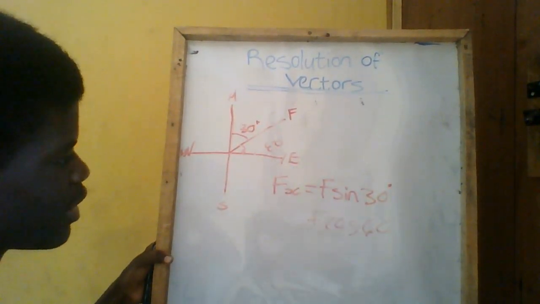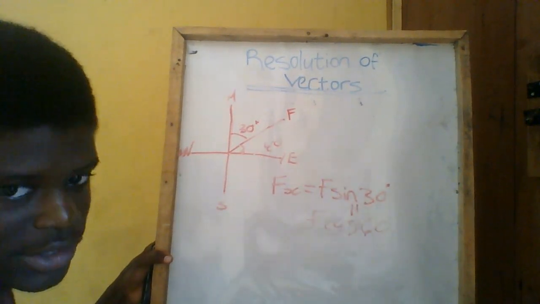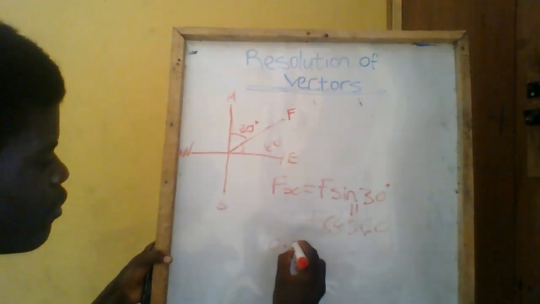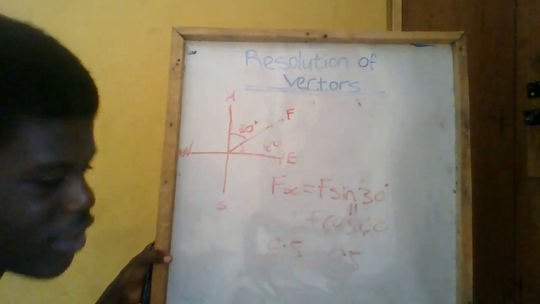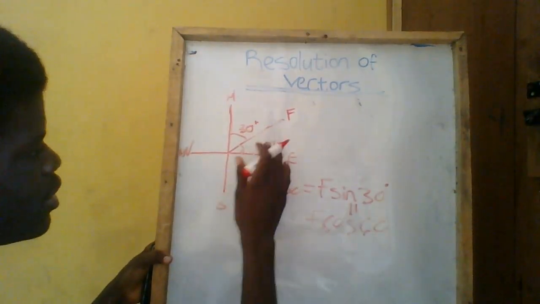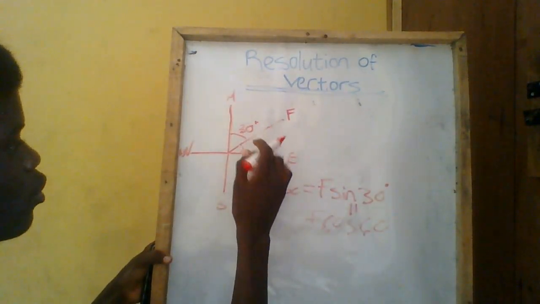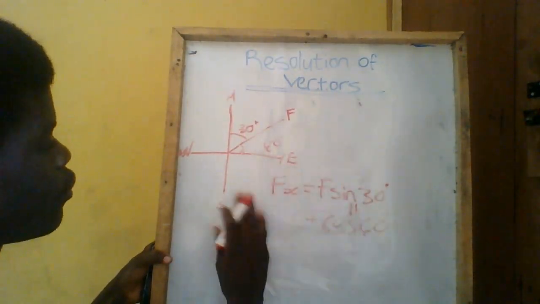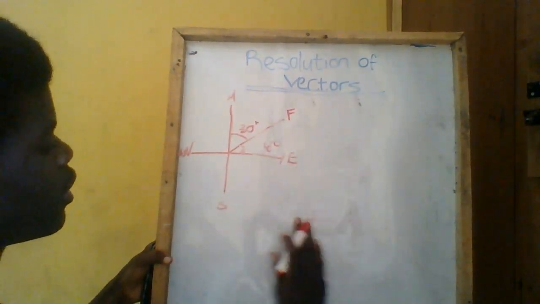But have you also forgotten that sin 30 is the same thing as cos 60? Yes, sin 30 is 0.5, and cos 60 is also 0.5. So you see, you are getting the same answer. It's just the same concept, but this is faster, because we are going to be solving a lot of complex examples where you don't even need to resolve. If you resolve, you're going to waste a lot of your time. So just know it like that.